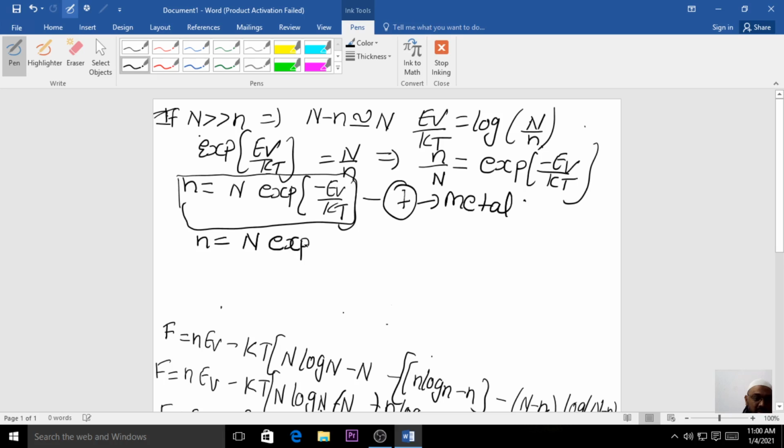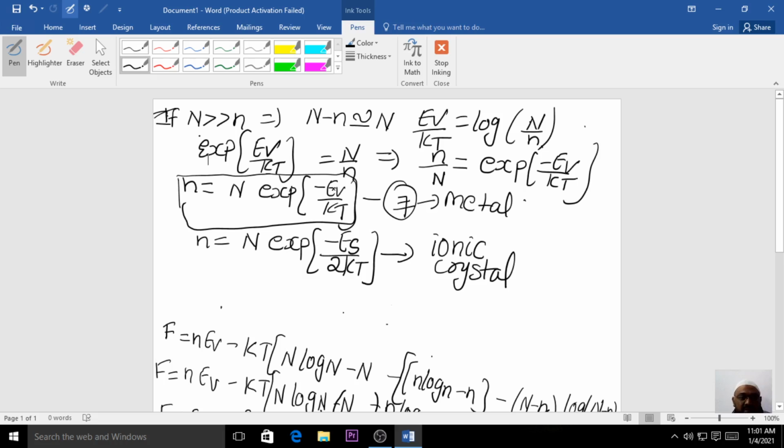You can just refer to the notes for this. If you have any doubt, I will repeat this. Instead of EV you will get ES, and instead of KT you will get 2KT. This is the seventh expression, for the Schottky effect in an ionic crystal. So the only difference you will find for an ionic crystal is that instead of EV you will get minus ES by 2KT. Small n is equal to capital N exponential of minus ES by 2KT. This is for metal and this is for the ionic crystal.